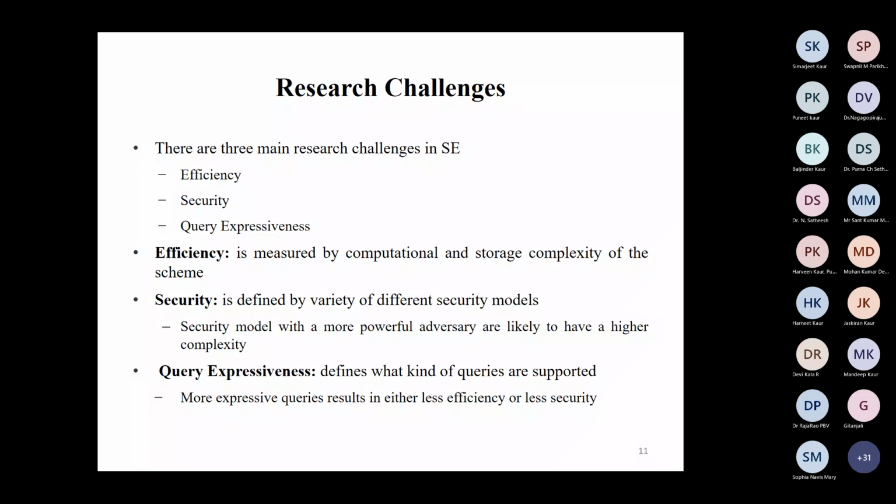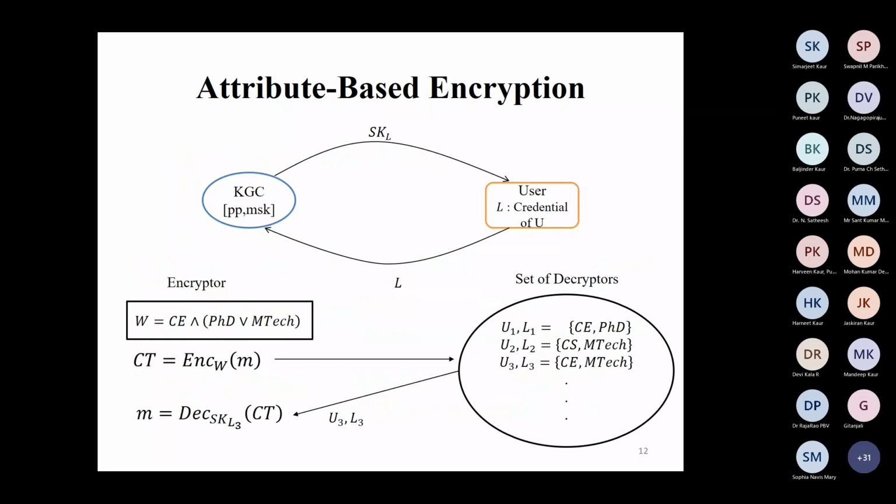So basically, there exists a trade-off between these three parameters. A more secure scheme may be less efficient and vice versa. And similarly, a scheme with a more expressive search query would be less secure, or would be less efficient. So we have to balance these things off. We have to decide what our priority is, and accordingly we aim to develop the searchable encryption.